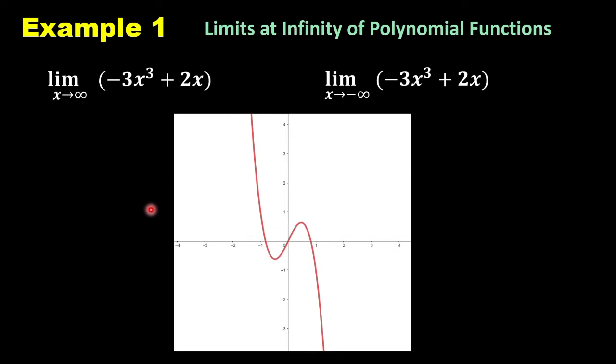Let us verify using its graph. So this is the graph of negative 3x cubed plus 2x. So as the value of x increases without bound, in this case, let us trace the graph. As the value of x increases without bound, the value of y decreases without bound. So the answer here is negative infinity. So for this one, as x decreases without bound, let's look at the graph, the y value increases without bound. So this is positive infinity.